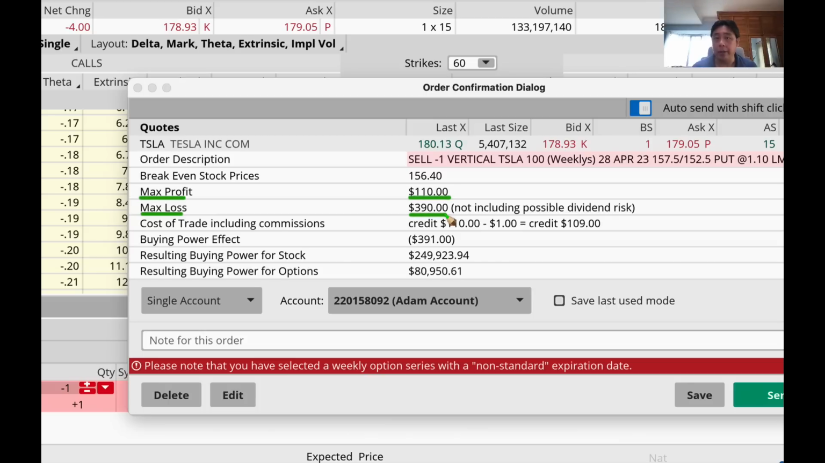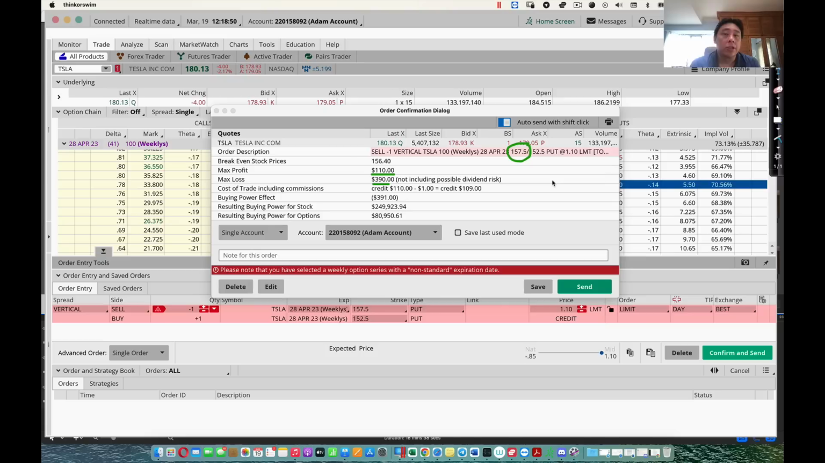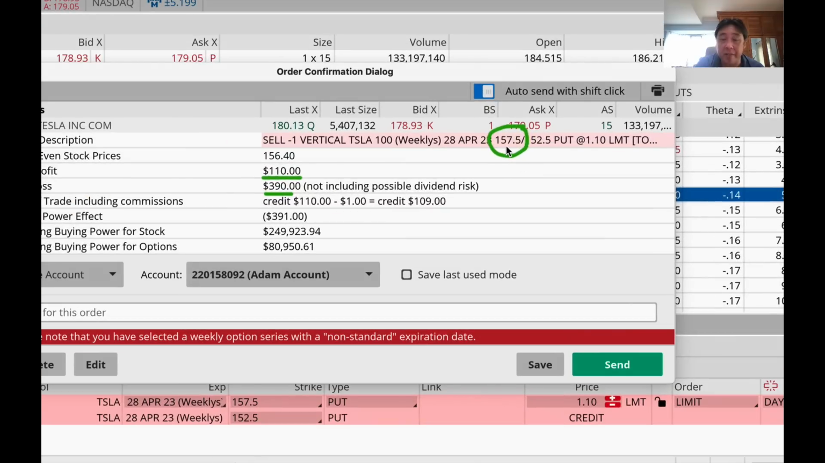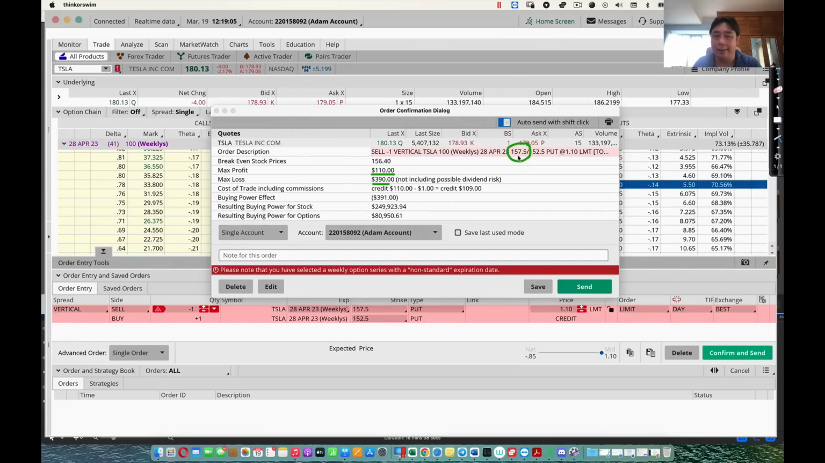Now, some of you may be thinking, Adam, are you nuts? Are you crazy? Why do I want to earn $110 when I can lose $390? Right? The risk is so big versus the reward. So could you actually lose $390 on this trade? Yes, you can, if you allow the stock price to drop below the strike price of the put you sold, which was 157.5, and let it expire. Then you can lose $390. So this is something that should never happen.